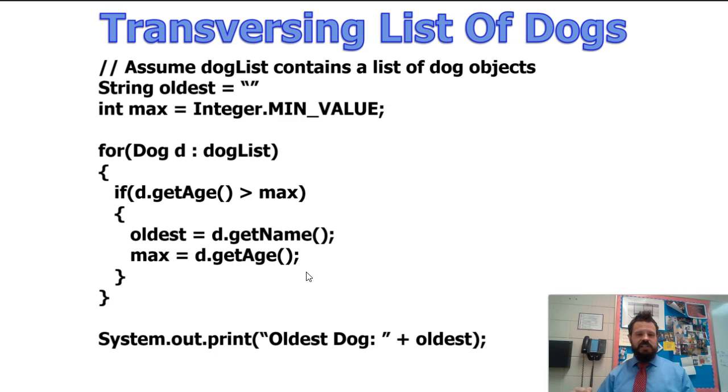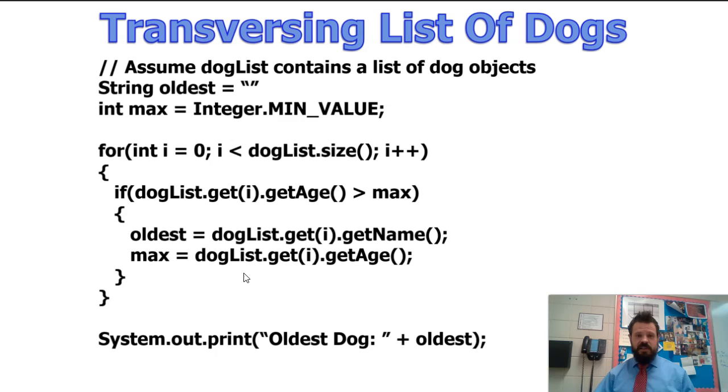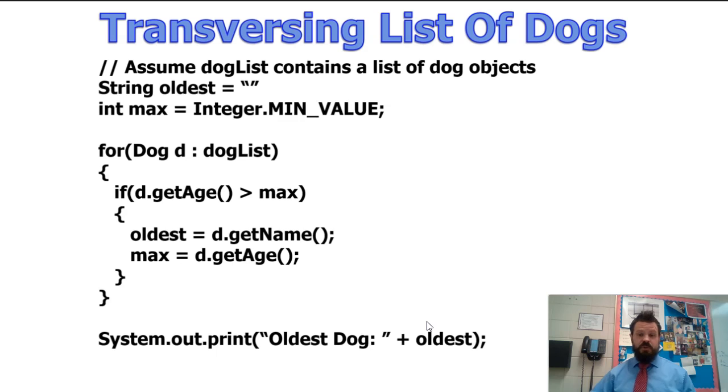By using this enhanced for loop, we really simplify the code there. If I flip back, I'd say this is a lot cleaner, just d.getAge, than the previous dogList.get(i).getAge. So we can use that enhanced for loop to simplify the process there.